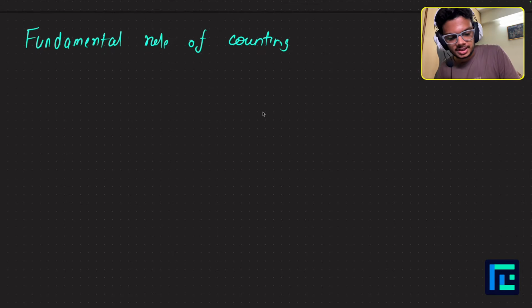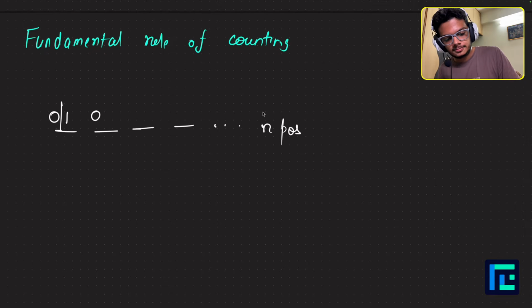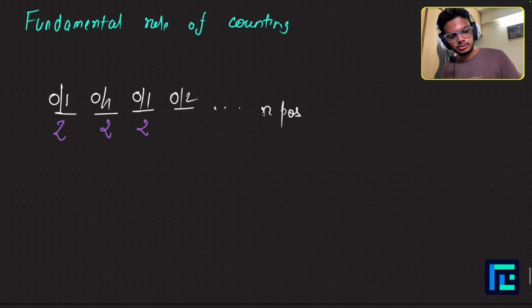What you have effectively is n places to fill: 1, 2, 3, 4, and so on. We have n positions to fill, and in each position we have two options, 0 or 1. Why? Because we have to form a bit string. So for each position we have two options to fill with. That is, 2 ways to fill the first position, 2 ways to fill the second position, 2 ways to fill this position, and so on. So effectively you have 2 ways to fill each and every position. Now what do we want to find here?